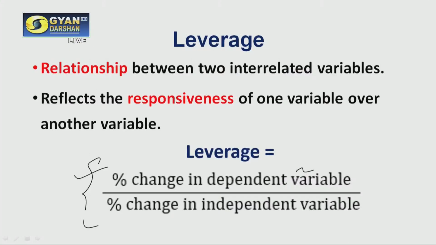We will get to know what we understand by this term operating leverage as we proceed in this session today. Leverage also reflects the responsiveness of one variable over another variable. So basically, how our profit is changing, giving response to the sales. This may be defined by this term called leverage. So leverage can be represented with the help of this formula, wherein the change in dependent variable is divided by the change in independent variable. This is what we understand by the simple term called leverage.